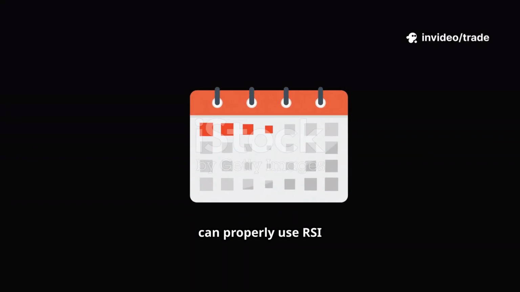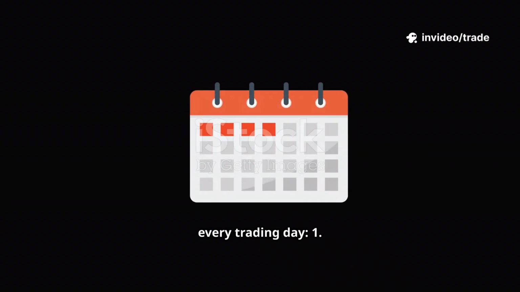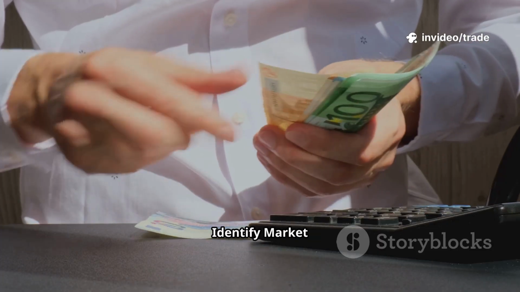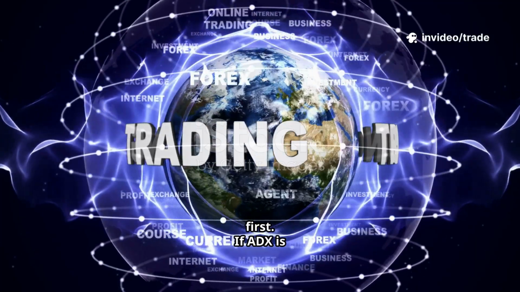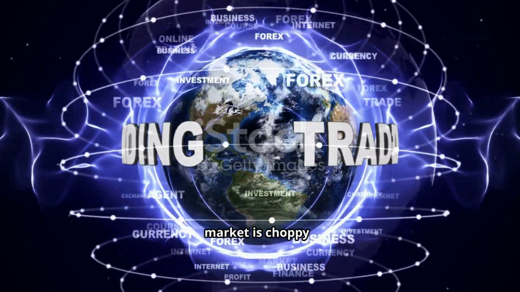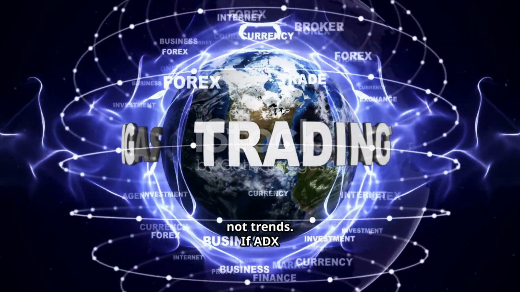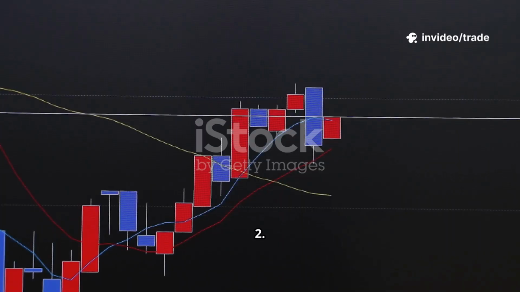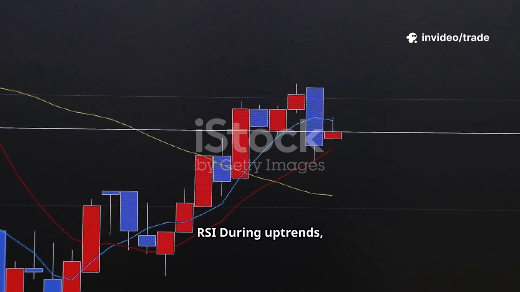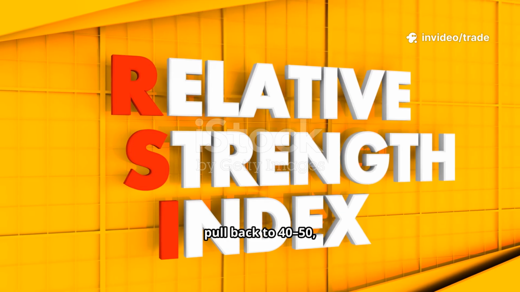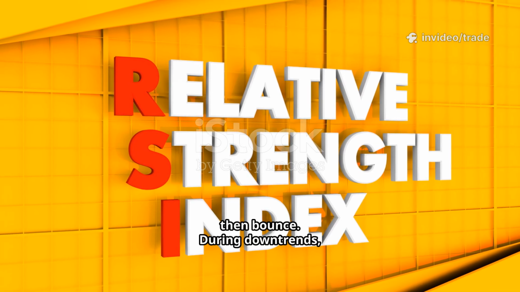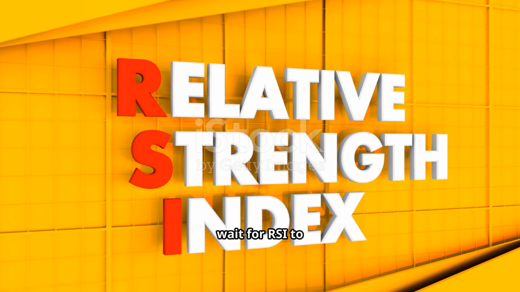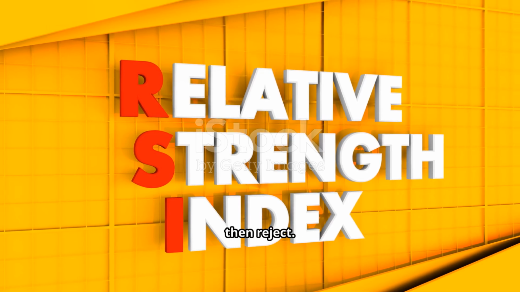Here's how you can properly use RSI and ADX together every trading day. 1. Identify market condition. Use ADX first. If ADX is below 20, the market is choppy. Look for range trades, not trends. If ADX is above 25, focus on trend setups. 2. Check momentum with RSI. During uptrends, wait for RSI to pull back to 40-50, then bounce. During downtrends, wait for RSI to retrace to 50-60, then reject.